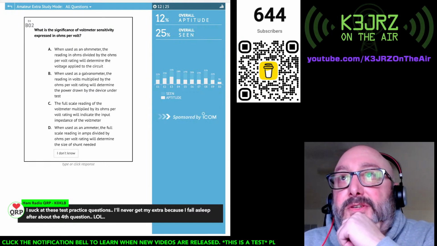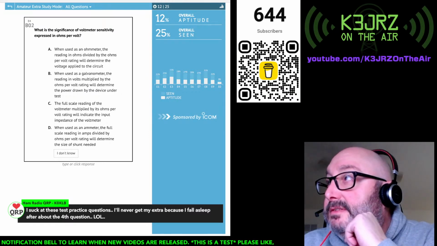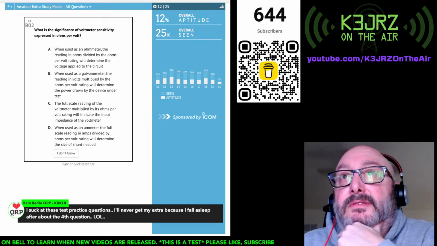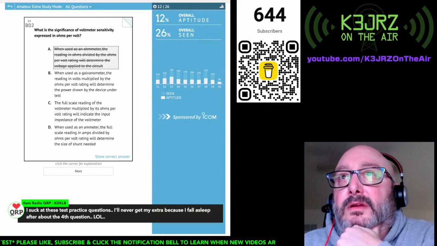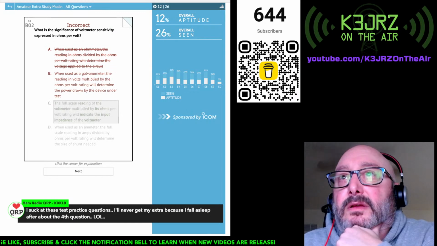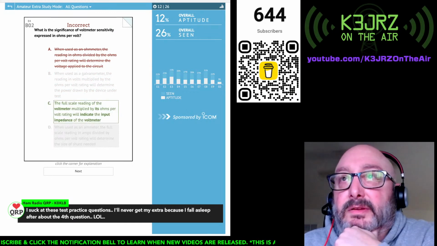What's the significance of voltmeter sensitivity? The band gets narrow. I don't know which one you're talking about. When using the ohm meter, the reading of the ohms is divided by the ohms per volt rating. Full scale.